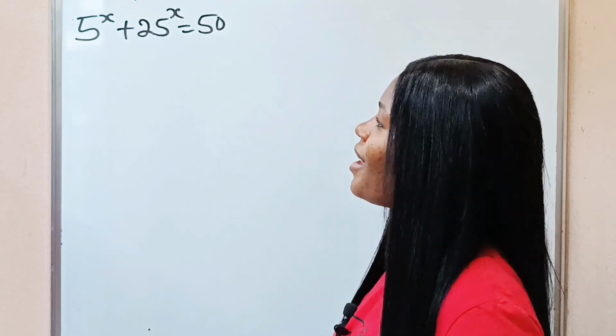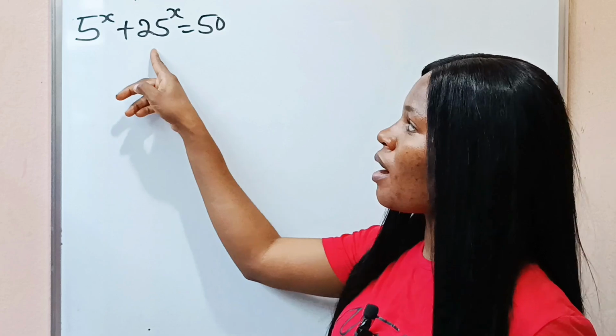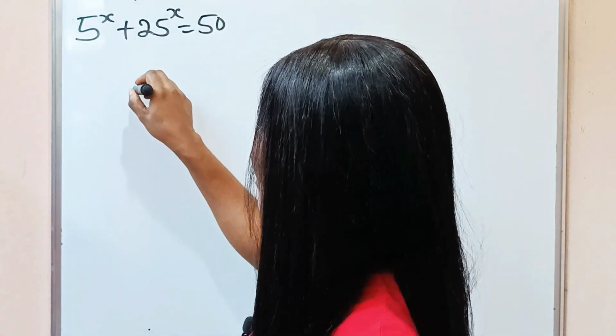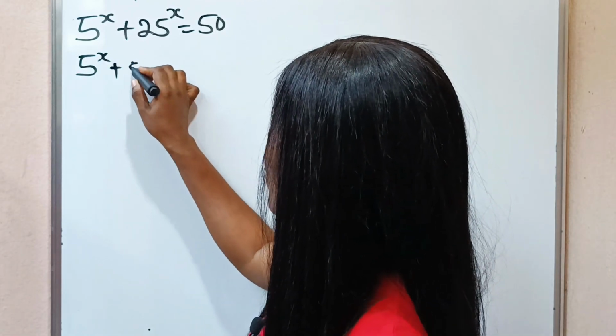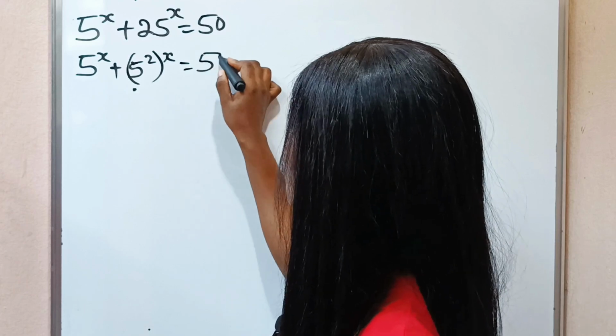Hi everyone, let us solve for the value of x. Now 25 can be expressed as 5 squared, right? So we can rewrite this equation as 5 to the power of x plus 5 squared raised to the power of x is equal to 50.